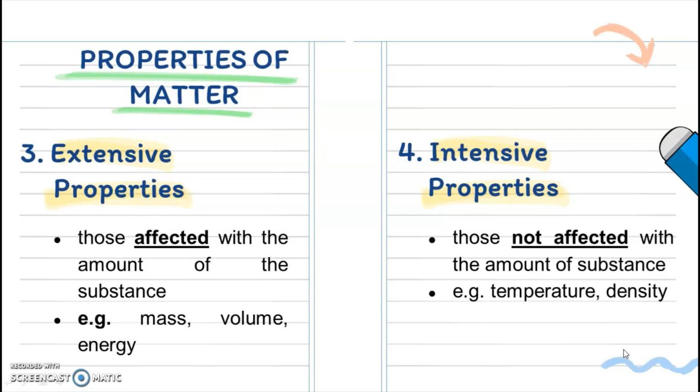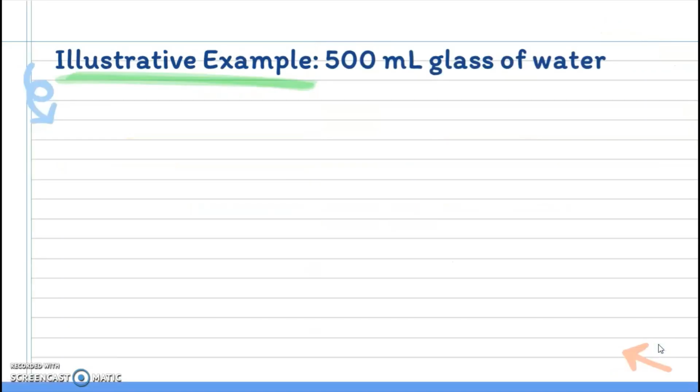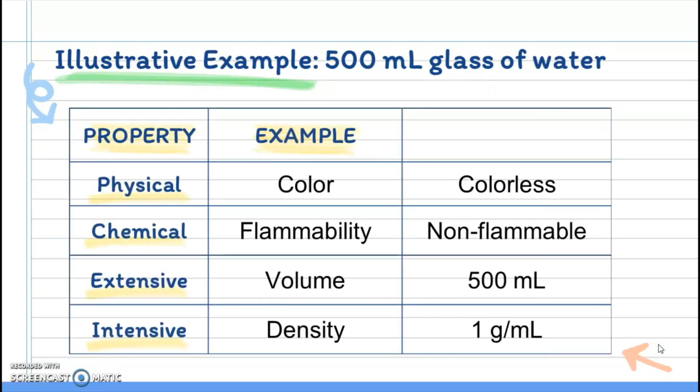For example, we have a droplet of water and a pail of water. They have different amounts. Pero, yung boiling point nila are the same, which is 100 degrees Celsius. So, para mas maintindihan natin yung iba't ibang properties ng matter, tignan natin yung illustrative example. So, meron daw tayong 500 ml glass of water. Tignan natin ngayon yung kanyang mga properties.